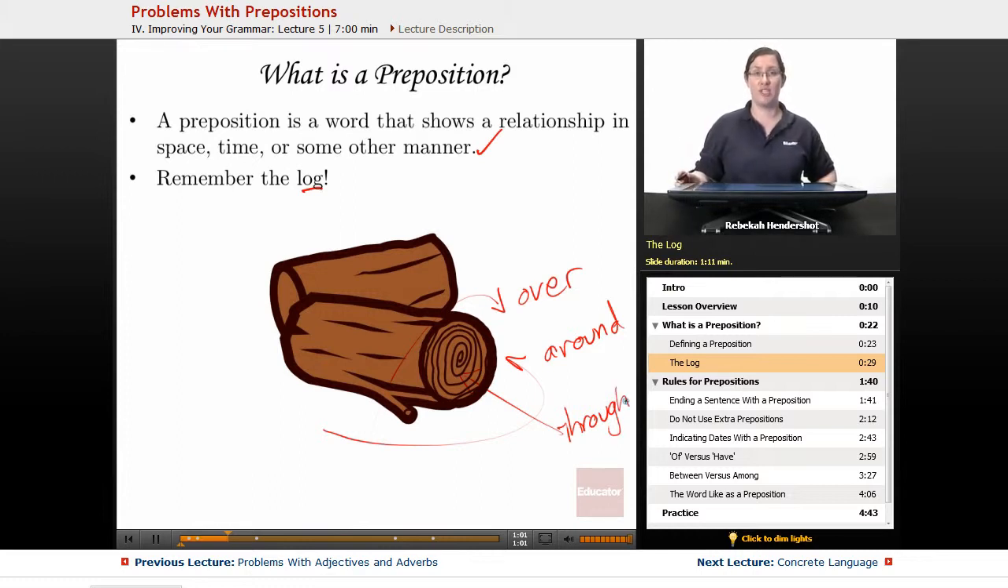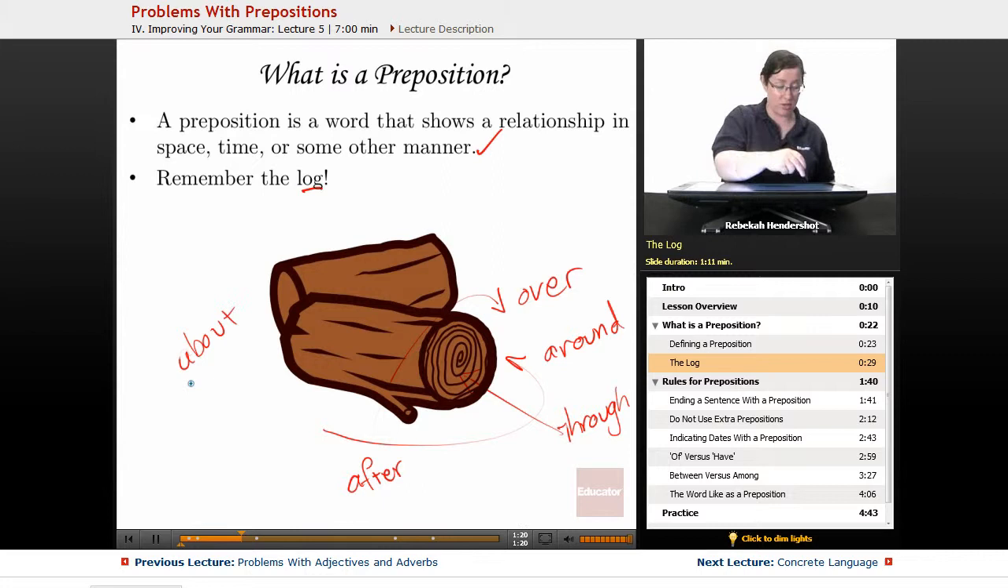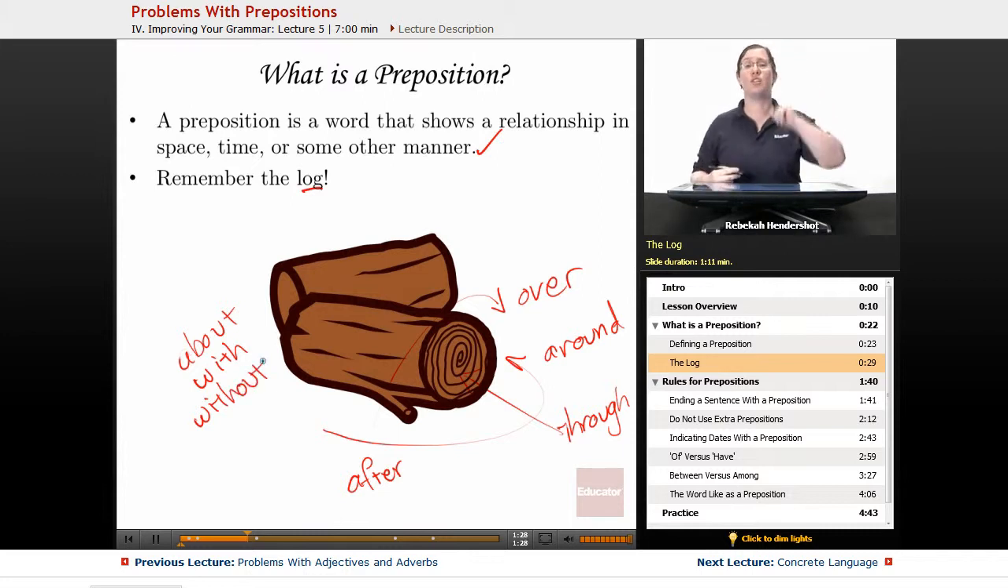All of these words, of course, show relationships in space. If, for example, the log were ambulatory and standing in a line, you could go after the log. It shows a relationship in time. If you want some other kind of relationship, you can go home and tell all of your friends about the log. You can go home with the log if you're so inclined, or if you have a fight with your friend the log, you can go home without the log. You can look beyond the log. You can look beneath the log. All kinds of things you can do with a log, all of them involving prepositions.